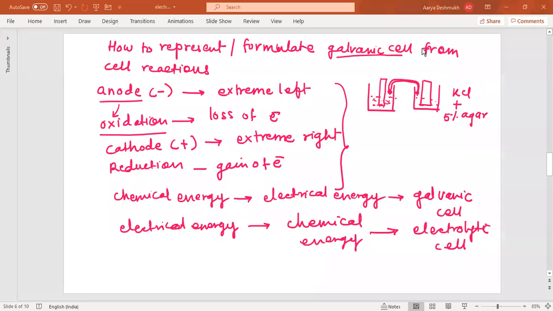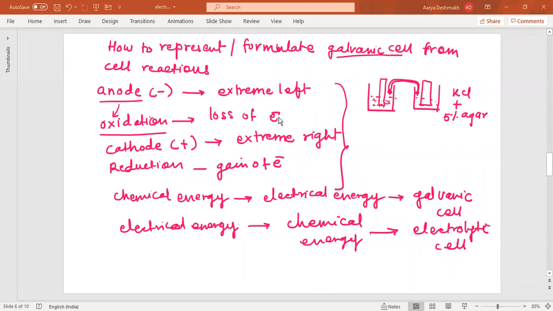Hello students, let us start with how to represent or formulate a galvanic cell from the cell reaction. For this purpose, you need to remember that to represent a galvanic cell, the anode is written at the extreme left and the cathode is written at the extreme right of the formulation. Now at the anode, oxidation takes place.